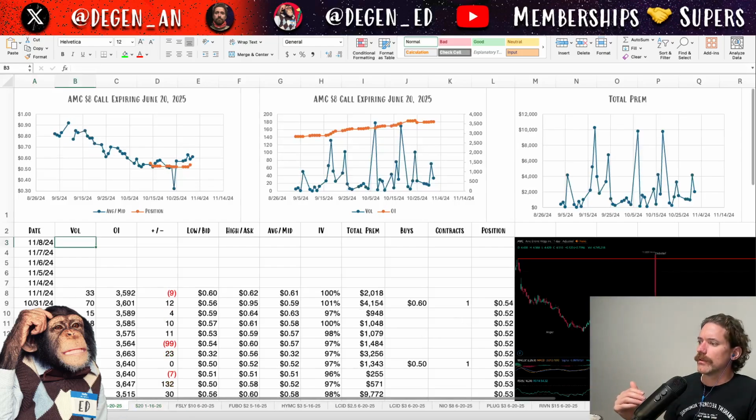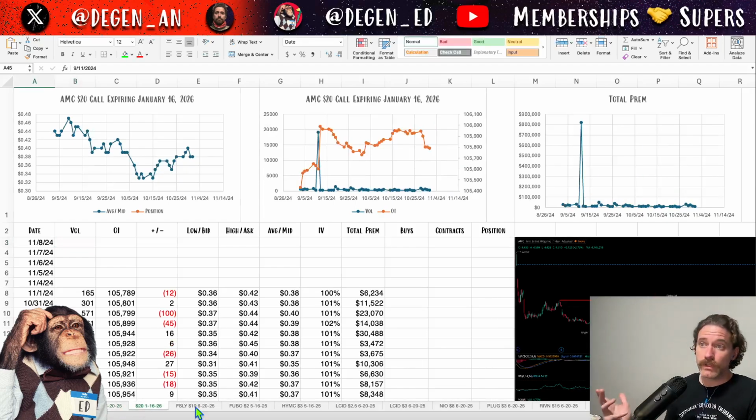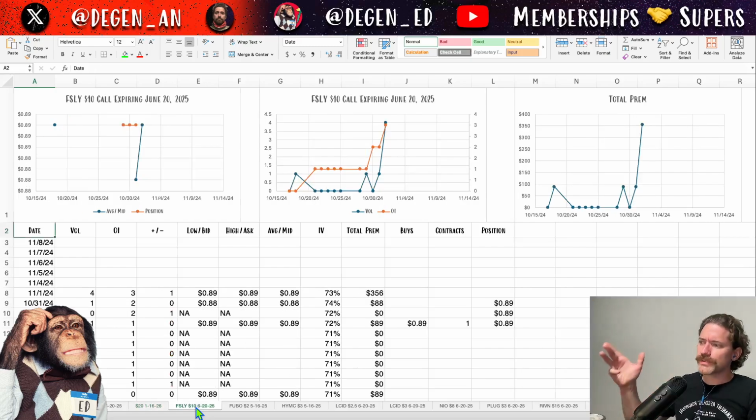And I'm just going to make sure that all these are lined up. I kind of like to have stuff lined up. And so, yeah, that's AMC. And then I will switch over to the other tickers. I'm just going to have another sip here. I might actually have to refill that at some point, but yeah, the next one is FSLY.